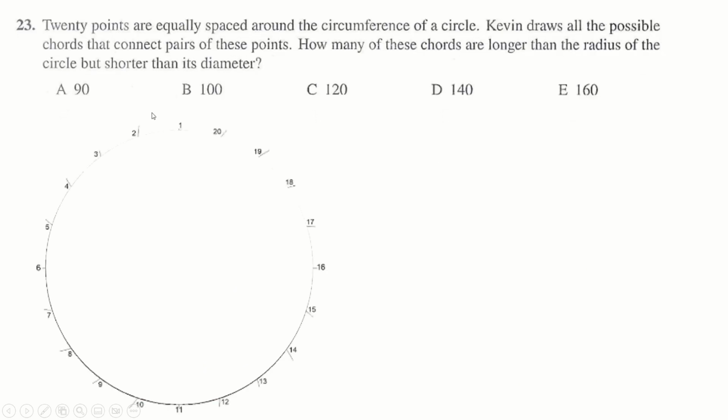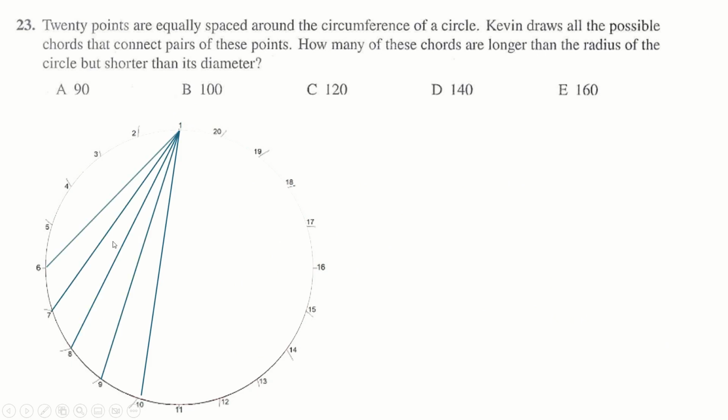23, we've got a circle split into 20. And we want chords that are shorter than the diameter, so we're not allowed to use this, but longer than the radius. So we want chords like this. But like, where do you stop? Is this longer than the radius?